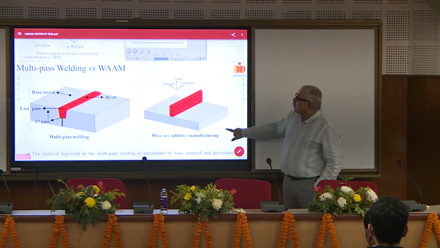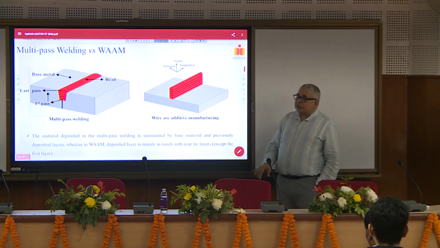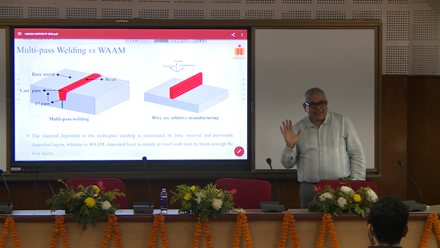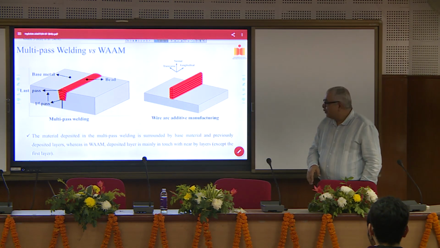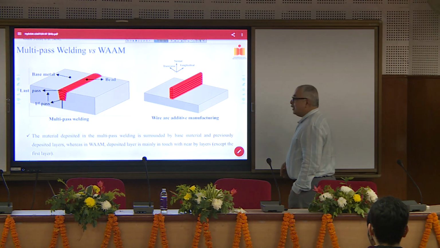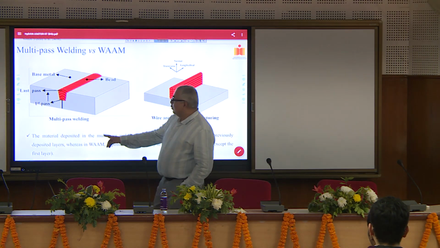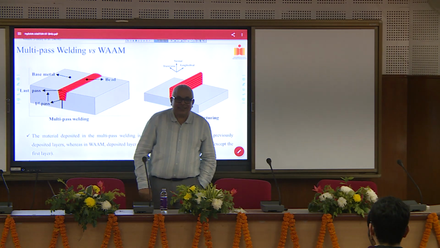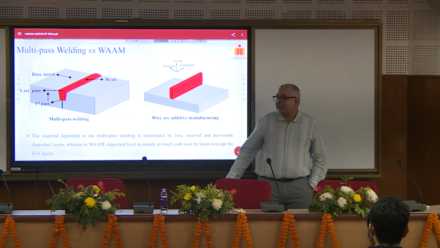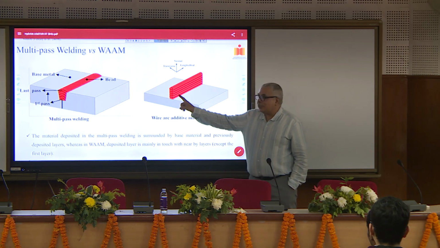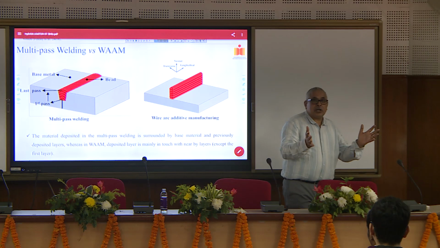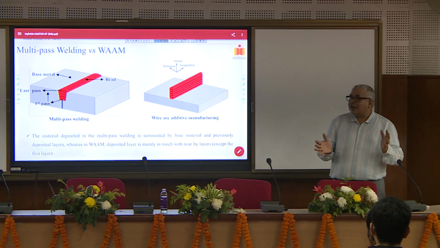Now, one more thing is whether it's a multi-pass welding, laser welding, or wire additive manufacturing, or whatever it is. Okay, we are going to metal edit. Now there is a difference here. Whenever you do welding, you only deposit the material in a groove, on the majority of occasions. When you are depositing the material in additive manufacturing, you deposit like this. The restraint on the material and the thermal conditions surrounding them are different.